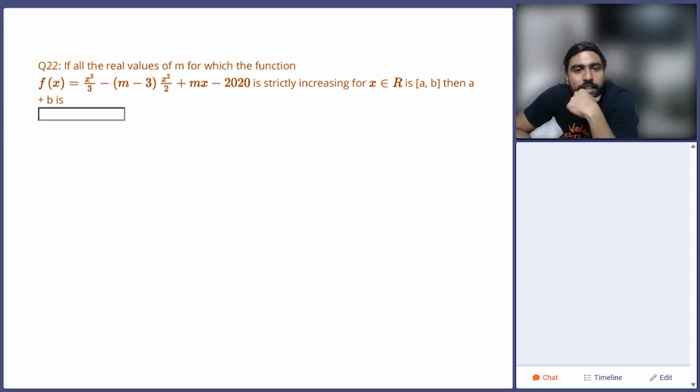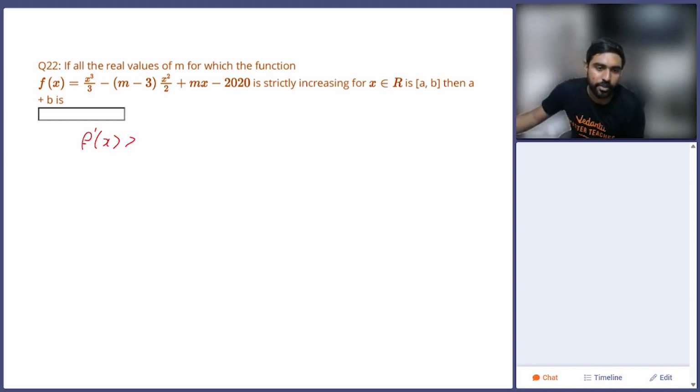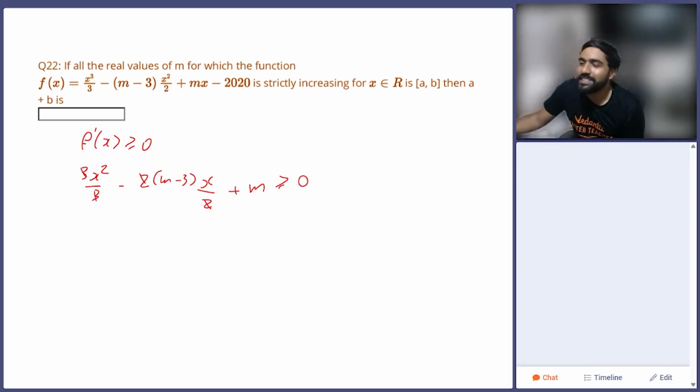So if all the real values of m for which this function is strictly increasing, it means your f dash of x has to be greater than or equal to 0. Let's differentiate. What will you get? You'll get 3x square upon 3 minus 2 times m minus 3x upon 2 plus m. So cancel all of this out, and this expression has to be greater than or equal to 0.